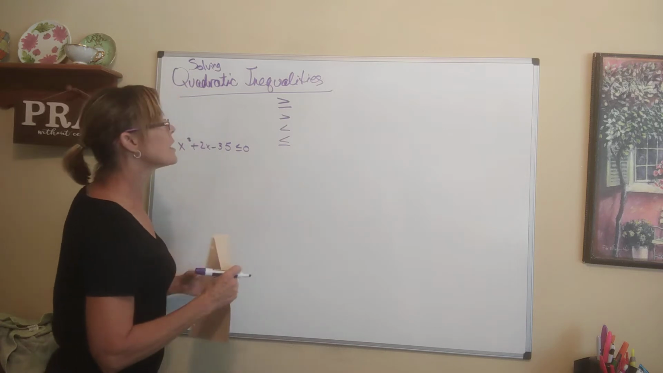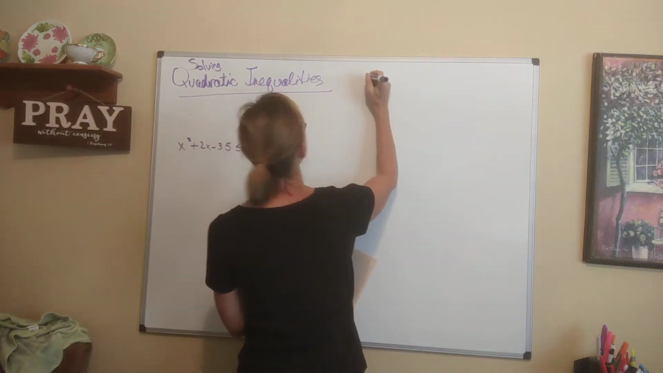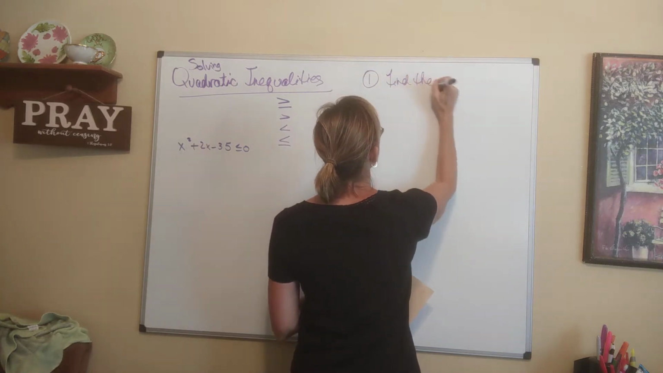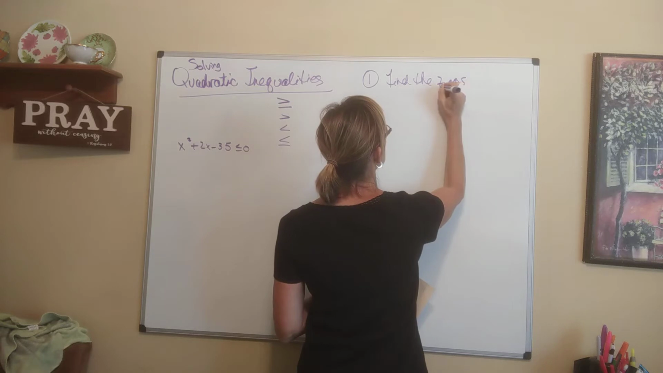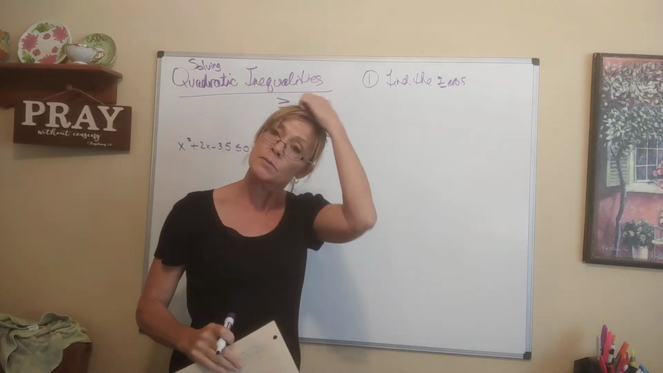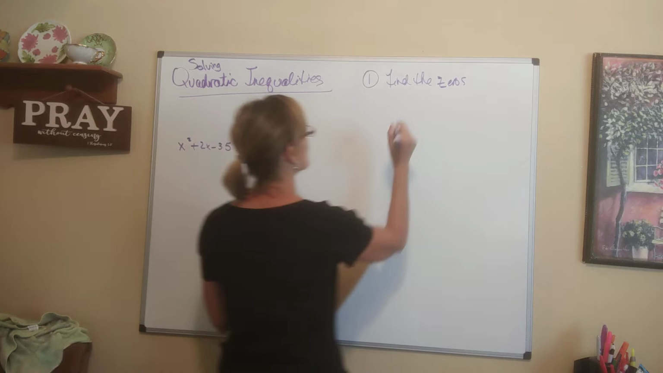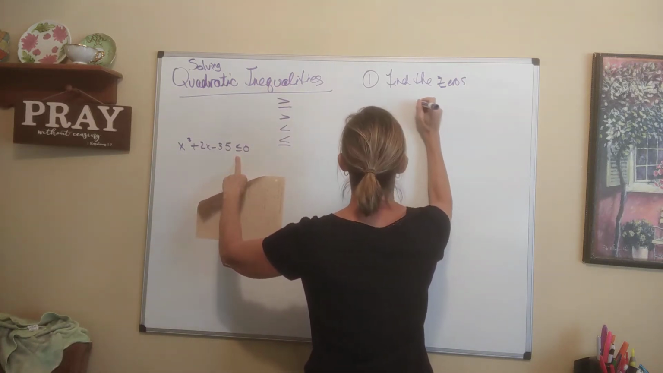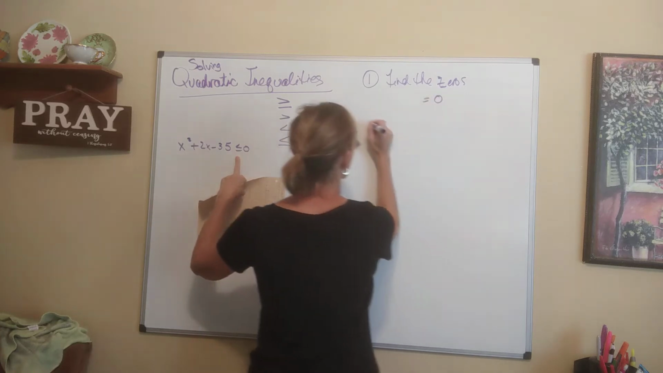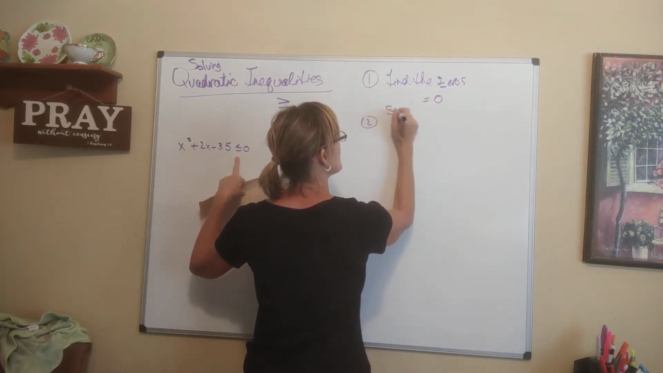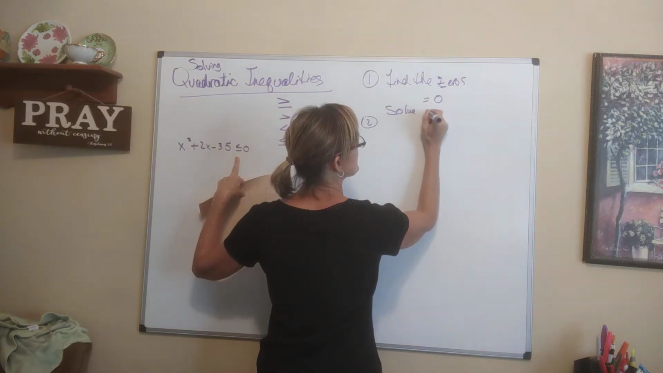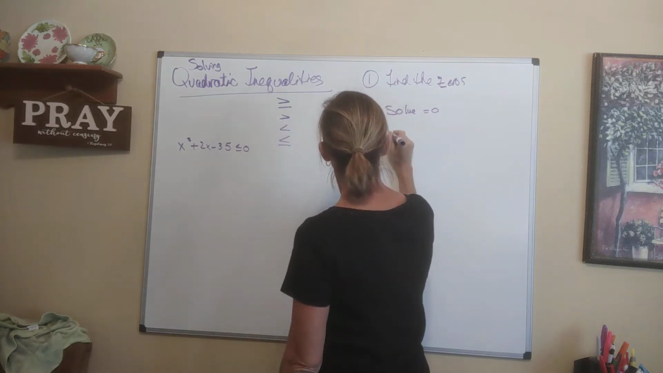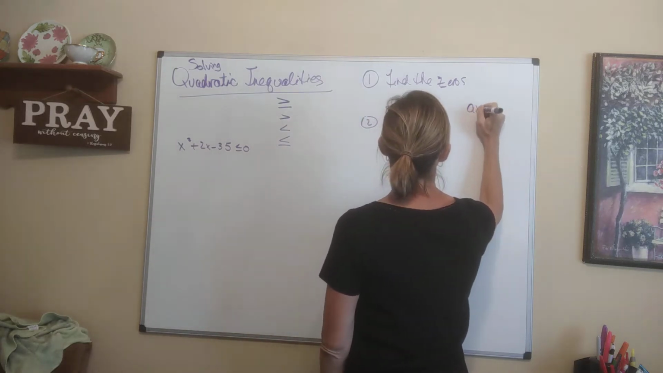In order to solve this, this is the process I'd like us to use. Number one, we'll find the zeros. If you recall, zeros are x-intercepts, and that's what we're interested in. To find the zeros, we'll change this from less than or equal to 0 to equal 0. So we're going to replace that with equal 0. Number two, we'll solve. We're going to set it equal to 0 and solve.